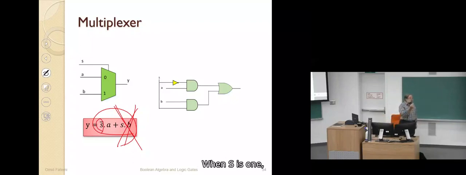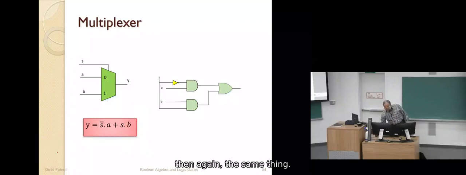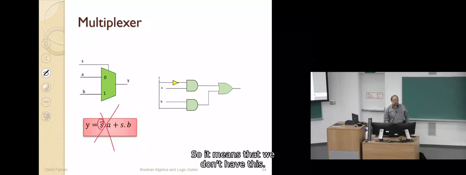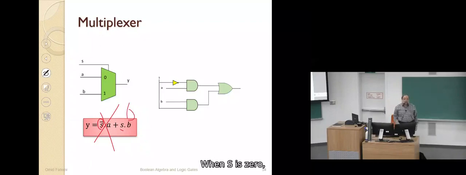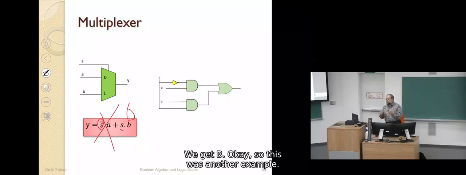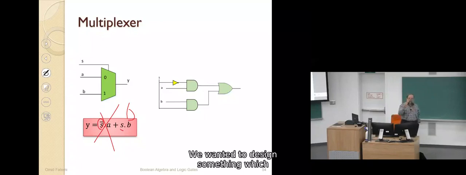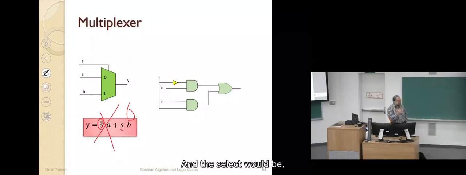When S is 1, then again the same thing. When S is 1, S naught is 0. So it means that we don't have this, and S is 1, so 1 and B becomes B. When S is 0, we get A. When S is 1, we get B. Okay? So this was another example. I just wanted to show you an example of a design. We wanted to design something which selects between 2 inputs, A and B. And the select would be S.